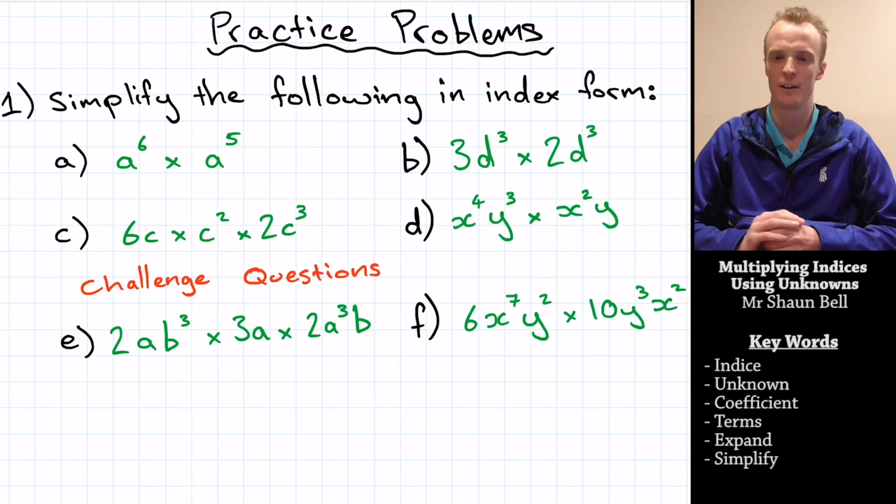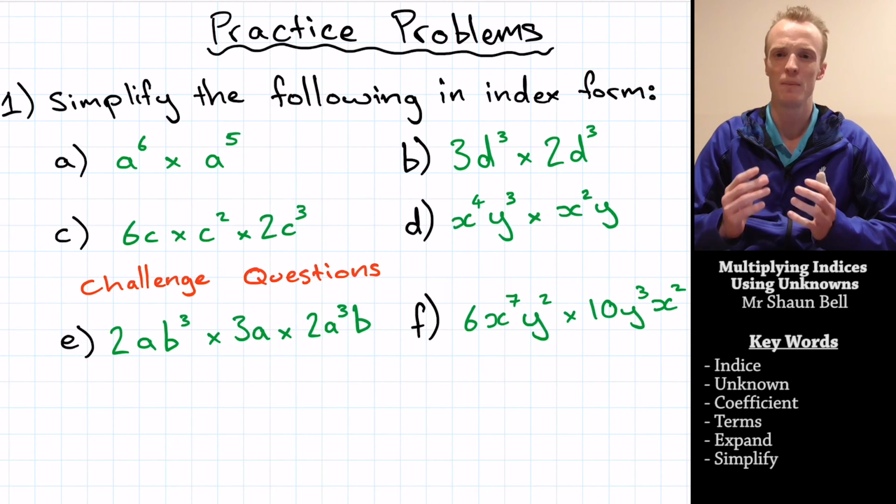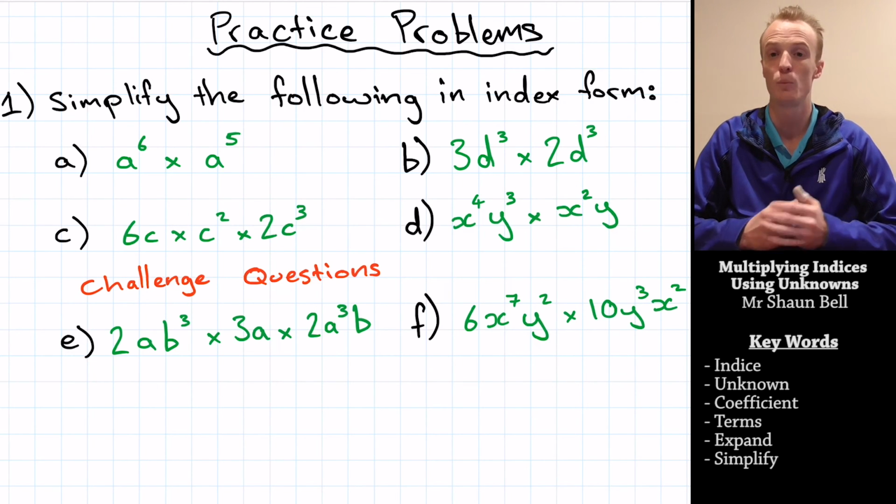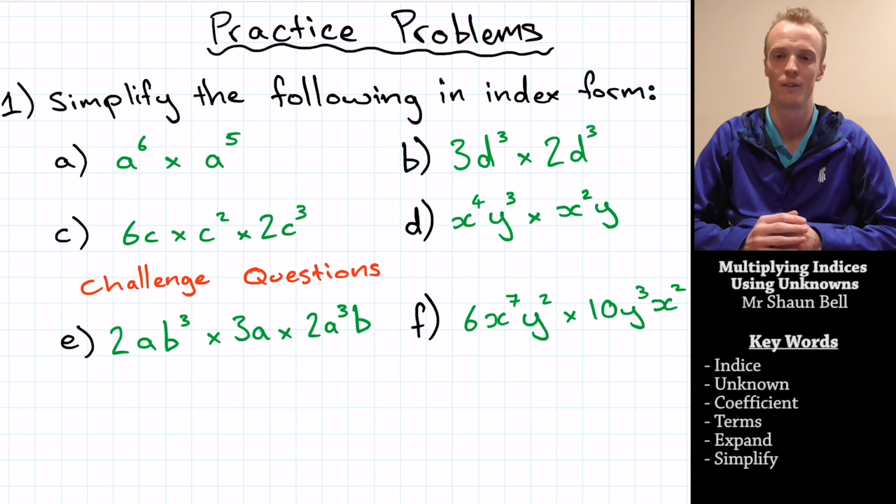Now, I want you to give it a go. I want you to simplify the following questions, leaving your answers in index form, like I did before. I want you to try and do it using method 2 by using the index laws each and every time. Remember, you can use method 1 to check to make sure you've got the right answer.